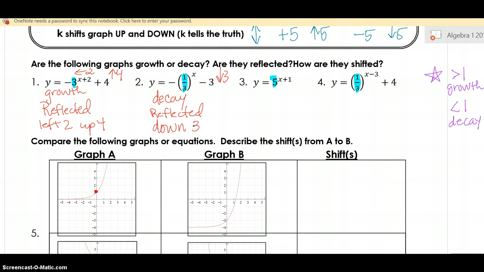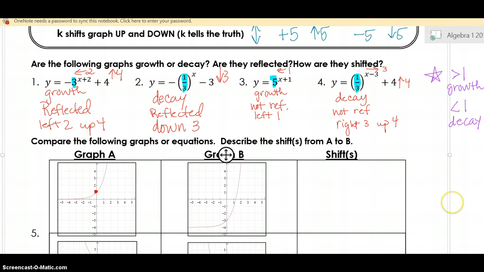Okay, I want you to try 3 and 4. Check your answers with mine. See how you did. Any questions?